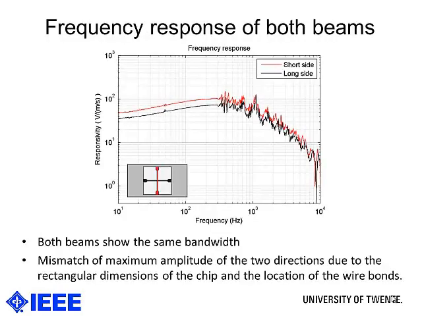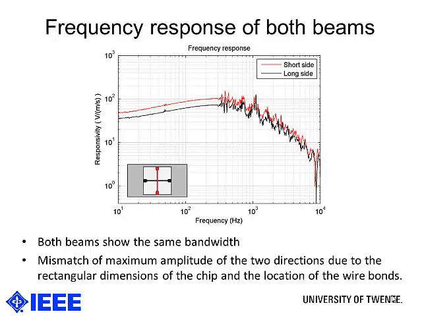This is the frequency response of both of these beams. Both beams show more or less the same bandwidth, but the beam on the short side, shown here, shows a slightly higher responsivity. This chip has a rectangular shape, so it is 1 millimeter wide, but 2.5 millimeters long. This is not because we wanted it, but because the process that we had to use for fabricating these in the first place required this kind of shape, so we had to produce these.